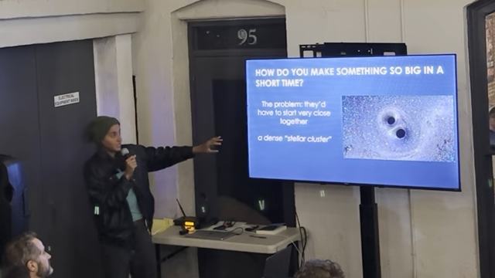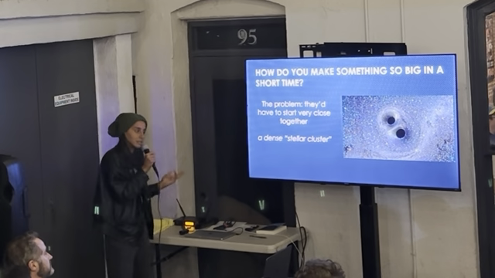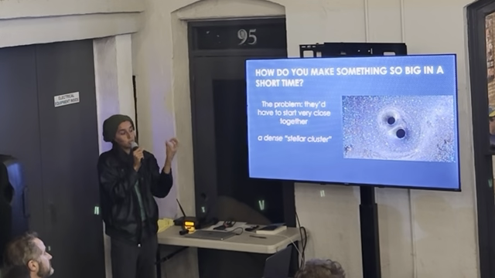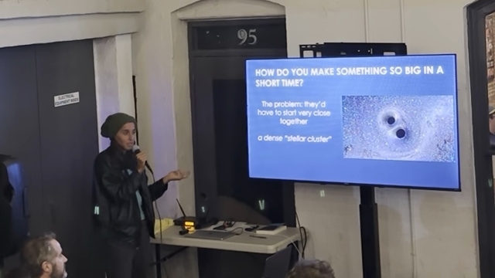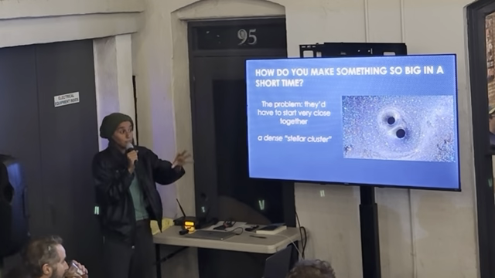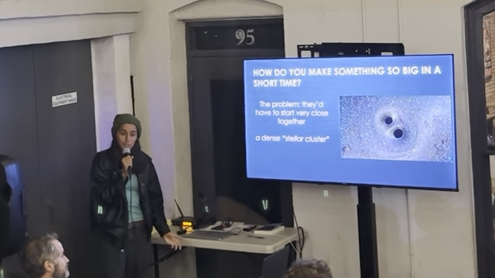There are these things called dense stellar clusters, which we know exist, that have a ton of stars right next to the core. So it's possible that that sort of environment could do this, and people are trying to look to see if they can see evidence for this sort of process happening, but we haven't found anything yet.